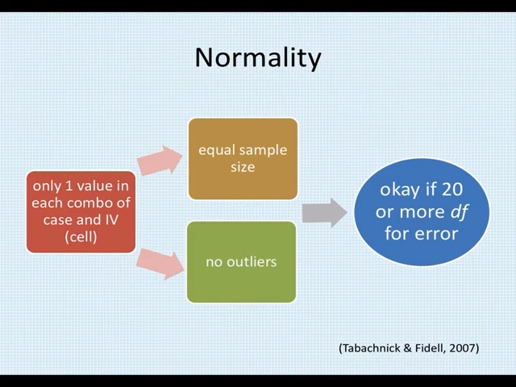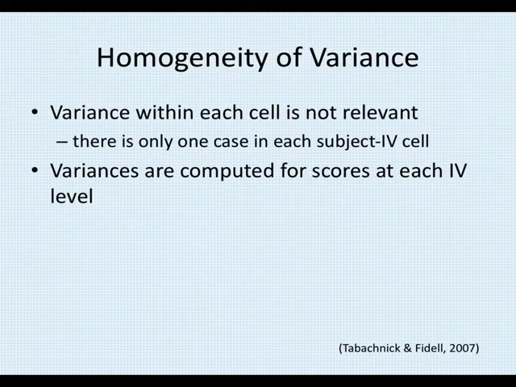So for this, each cell is only one variable, so it will be equal sample size. Sample size will be 1 across each cell. And then there's no outliers because with one variable there's no other outliers. So for normality from now, for the repeated measure, it's okay if the degrees of freedom for error is over 20. So we're good. So we don't need to worry about equal sample size or outliers. As long as the degrees of freedom of error is over 20, normality is robust.